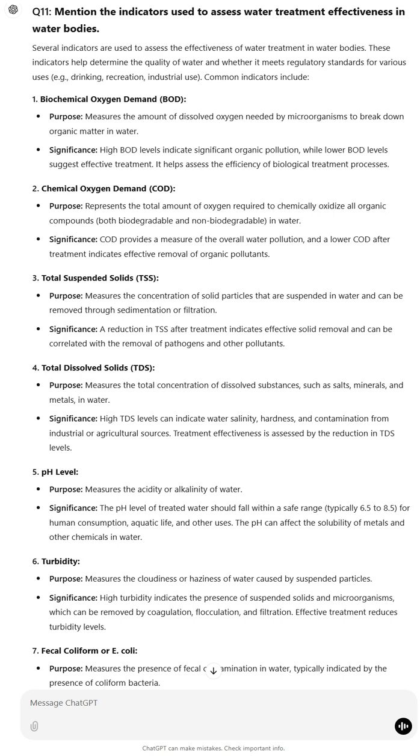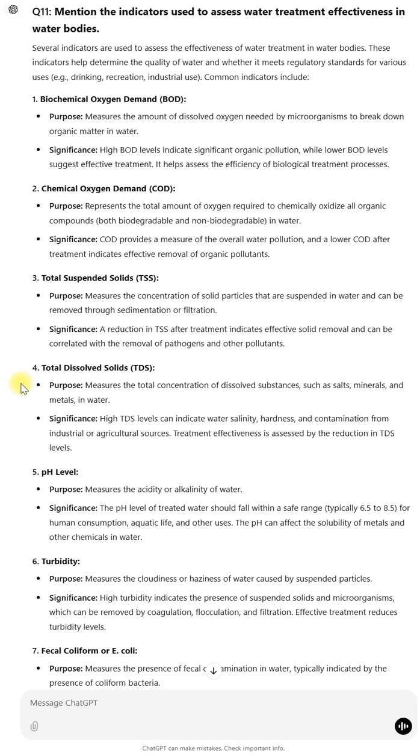Significance: a reduction in TSS after treatment indicates effective solid removal and can be correlated with the removal of pathogens and other pollutants. Total dissolved solids, TDS. Purpose: measures the total concentration of dissolved substances, such as salts, minerals, and metals, in water.